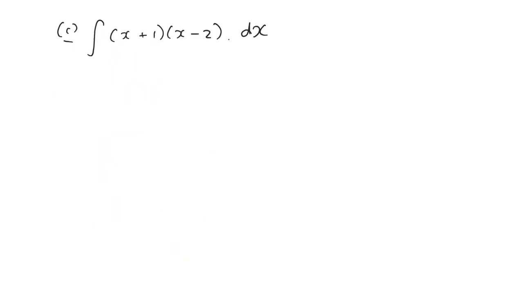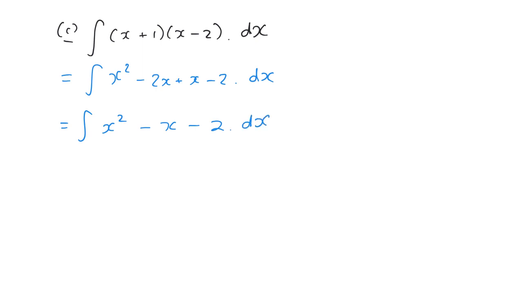Part c then, we're integrating x plus 1 upon x minus 2. So we'll have to multiply out our brackets and then tidy up. And then we integrate. So add 1 to the index, divide by the new index. Our minus 2 will become minus 2x, and we have a plus c.